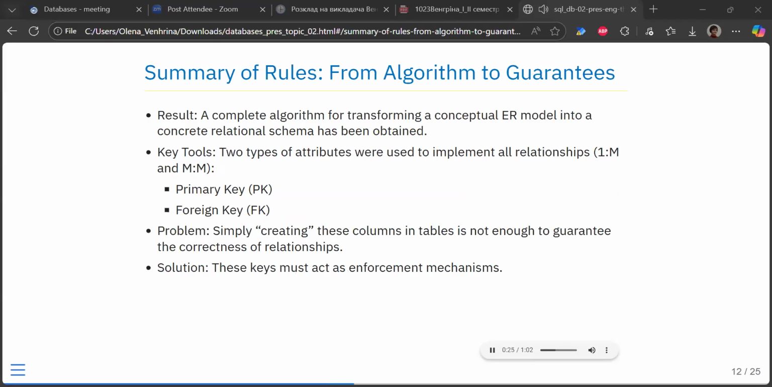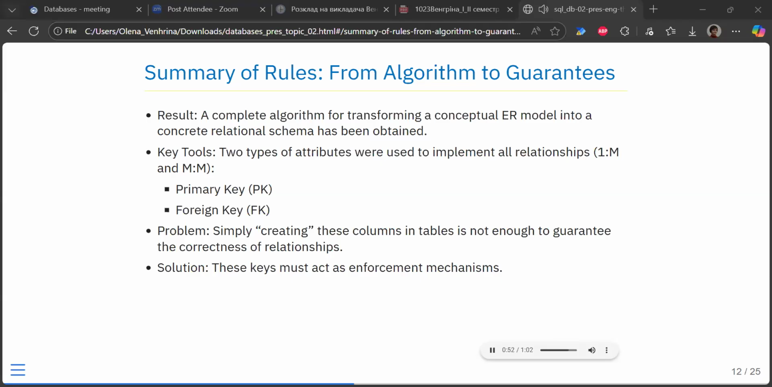But here a logical question arises. Is it enough for us to simply create these columns in the tables for the entire system to work correctly? Of course not. If we simply create a group ID column in the students table, what prevents us from entering a group ID there that does not exist in the groups table? This will lead to the appearance of orphan records and data corruption. Therefore, these keys are not just data but enforcement mechanisms.